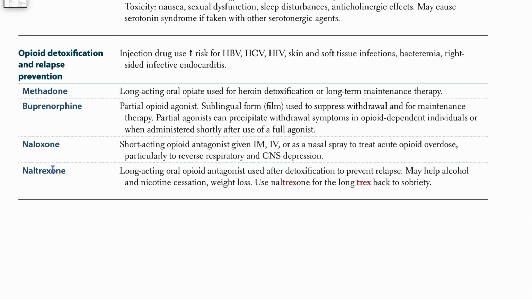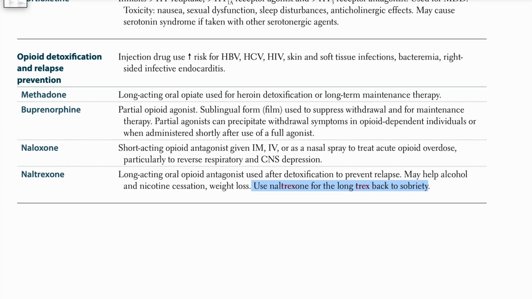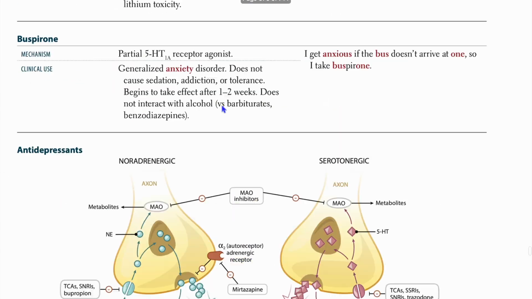Okay, so it's used for treatment over a long time. It may also help with alcohol and nicotine cessation and weight loss. Use naltrexone for the long trek back to sobriety. Okay, and we're done with psych. Oh wait, we gotta do this thing.